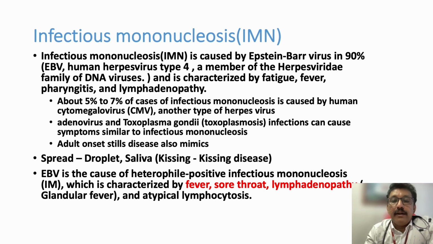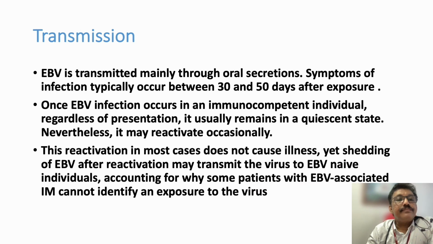So in any viral fever with cervical lymphadenopathy, we have to always suspect infectious mononucleosis. This is otherwise called glandular fever, because of this lymphadenopathy. Atypical lymphocytosis is seen in the peripheral blood smear. That is another major diagnostic feature for this IMN.